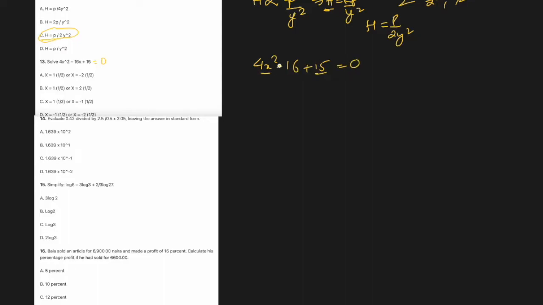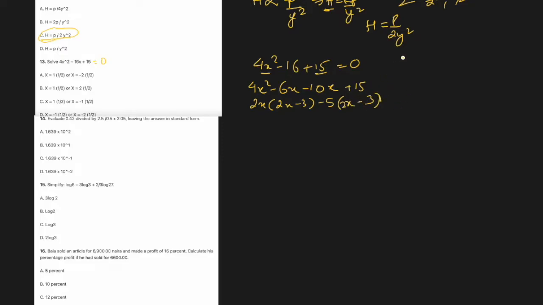15 times 4 is 60. And 60 can be written as 4x square minus 6x minus 10x. That becomes 16, right? Plus 15. I'm factoring this. So this will give me the answers. So let's take 2x common here. 2x minus 3 minus 5 here, x minus 3, 2x minus 3 rather.